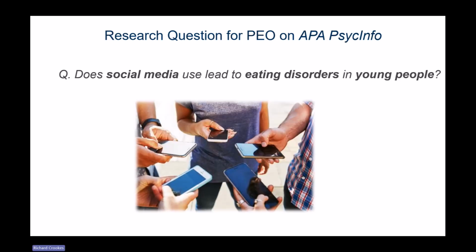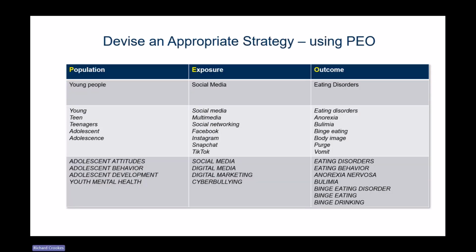Okay, so we just had a brief demo of natural language search, but this is the research question we're going to focus on for the duration of this session, and that is, does social media use lead to eating disorders in young people? So we're using the framework PEO, which I'll say more about in a moment. But we've got already 3 key elements identified from this search question: social media, of course, eating disorders, and in age group young people.